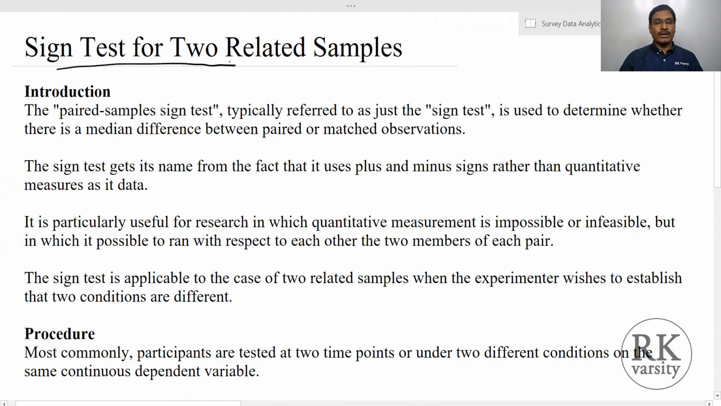Sign test for two related samples is also called a paired sample sign test, or simply a sign test. It is used to determine whether there is a median difference between paired or matched observations, right? The sign test gets its name from the fact that it uses plus signs and minus signs rather than quantitative measures. That means if a value is above the median value, it indicates a plus sign. If it is below the median value, it indicates a minus sign.